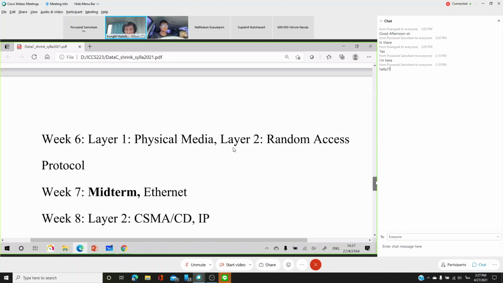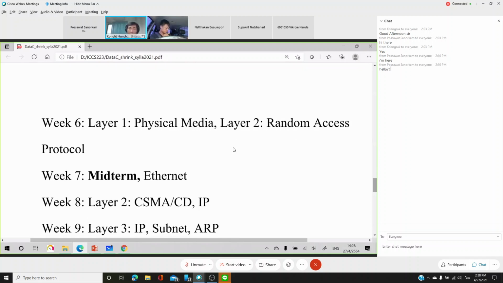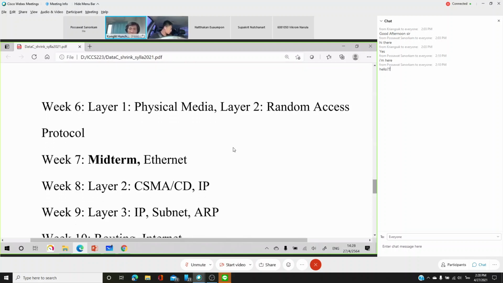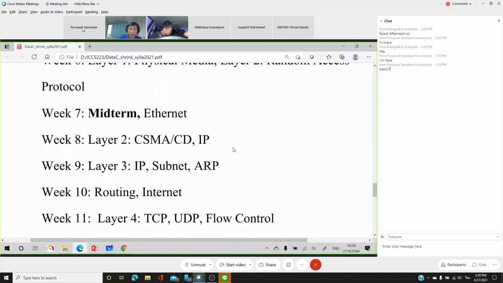And then we go to layer 2. Layer 2 is called the data link layer. In layer 2, we're going to look at what we call the access protocol. We're going to have protocols that we use to access the medium, access layer 1. And there are many types of access protocol. The first type is called the random access protocol. And we also have many other protocols.